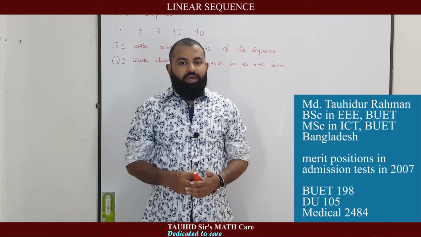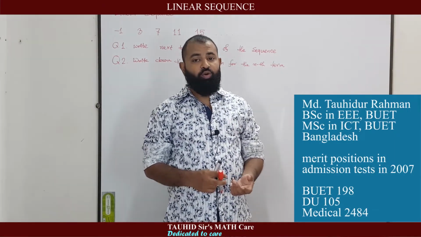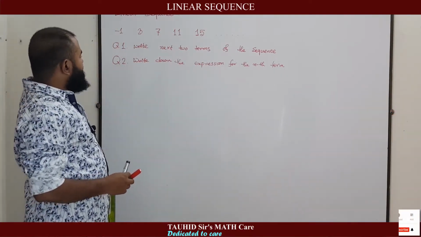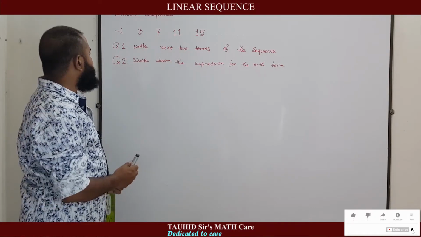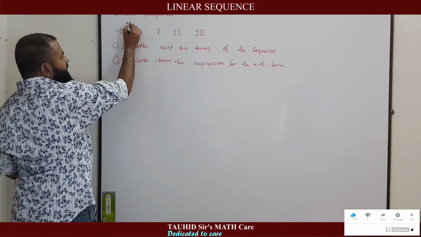Now we will learn about linear sequences. The type of question that appears in your O-level exam is like this: a sequence will be given and the question will ask you to write the next two terms of this sequence. Here you can see -1, 3, plus 4.